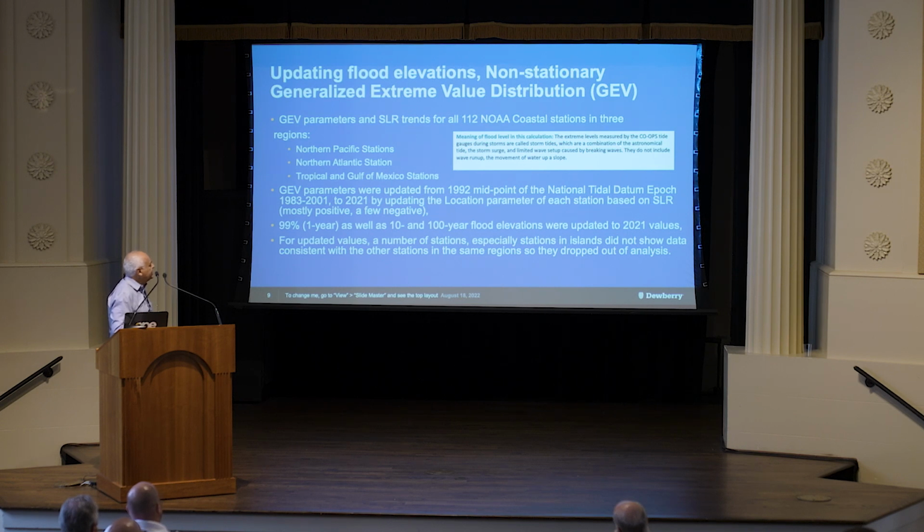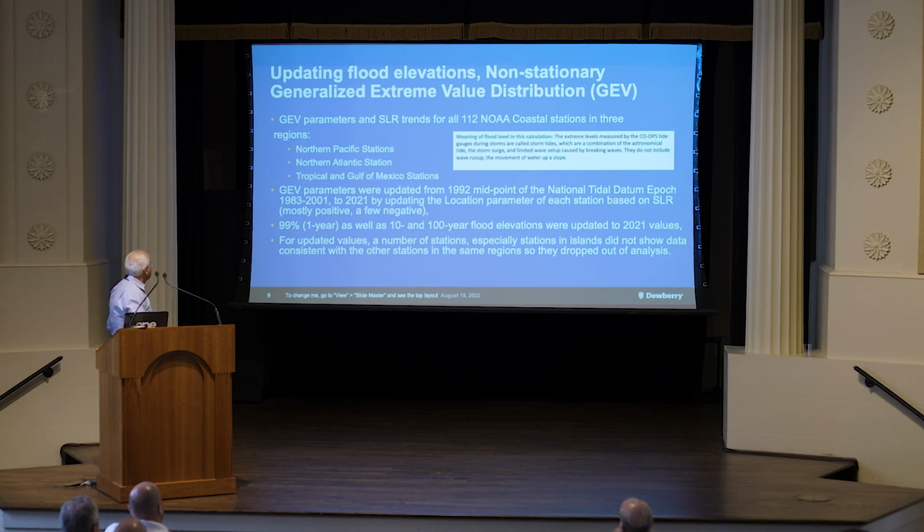What it means is that these are really representative of storm surge, which are a combination of astronomical tide, storm surge, and limited wave setup caused by breaking water. They do not include wave runoff, which is the movement of water up a slope. But that's okay. This is what usually gets used in many design practices.